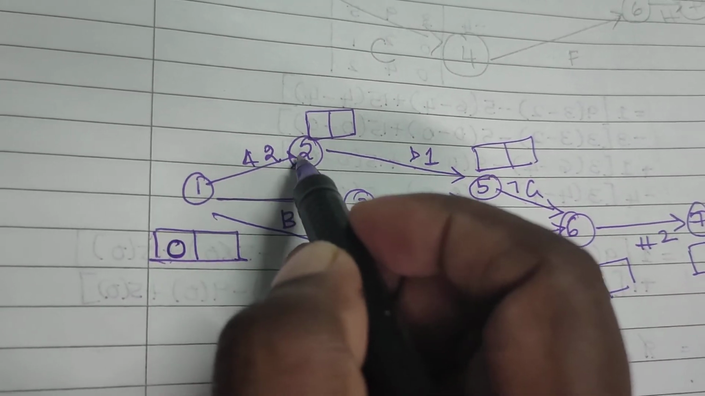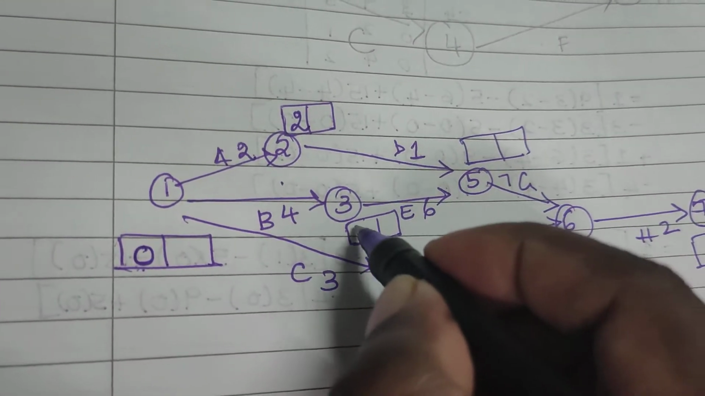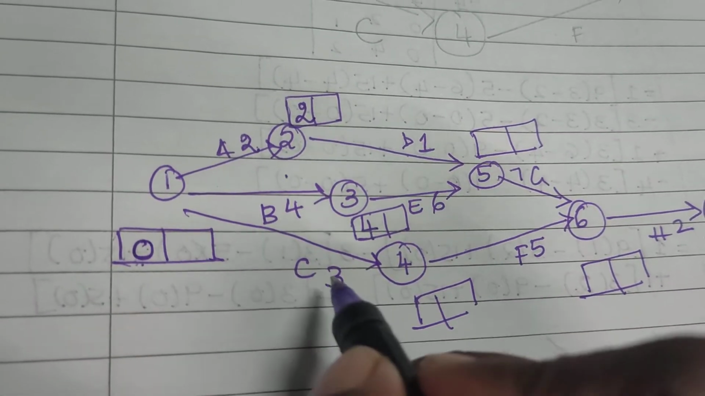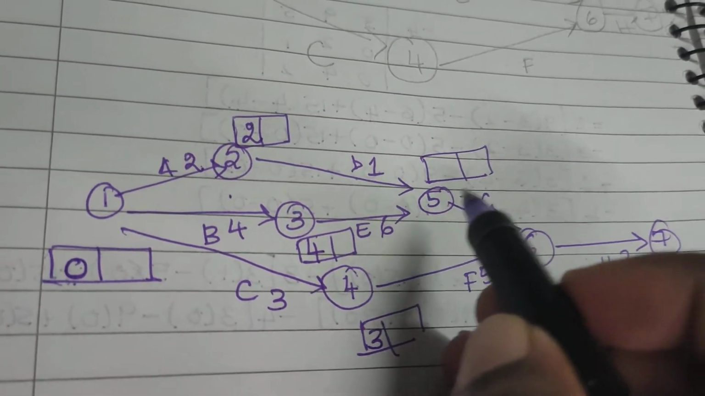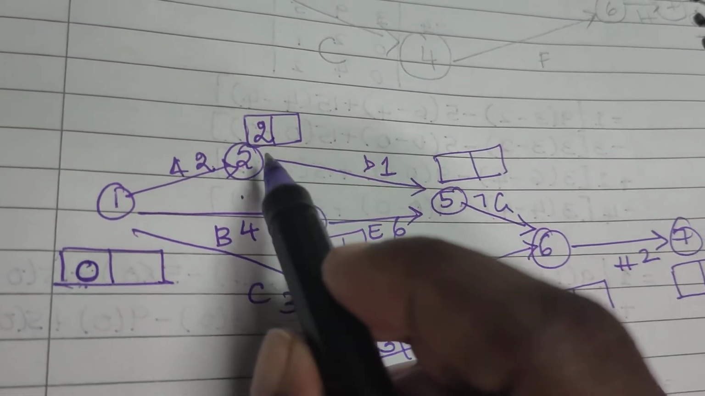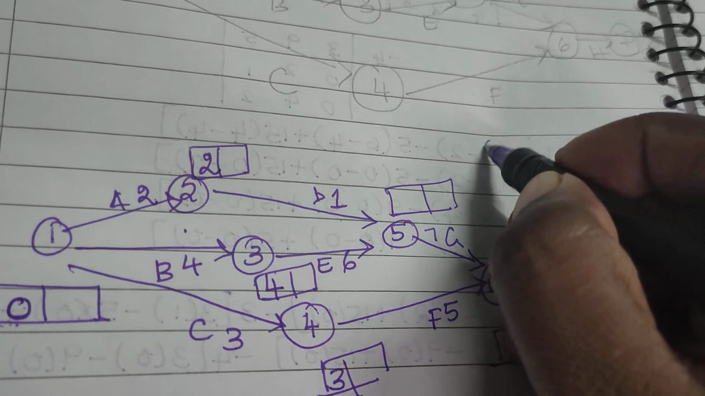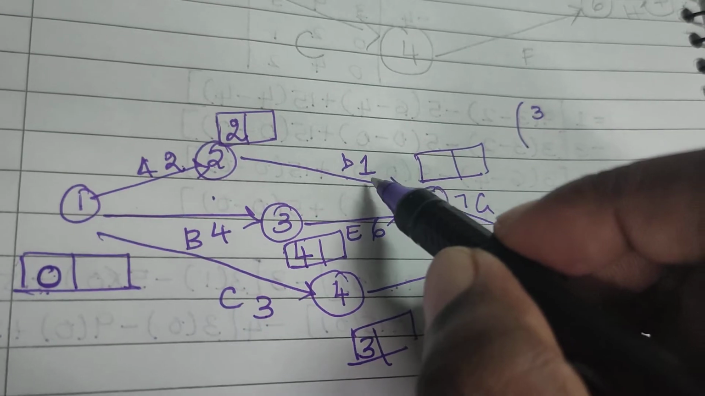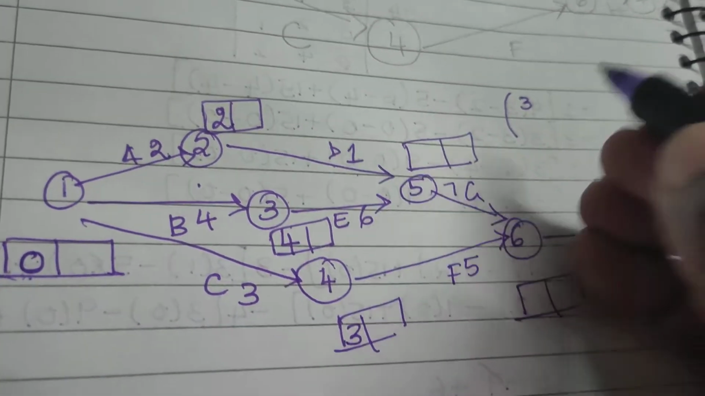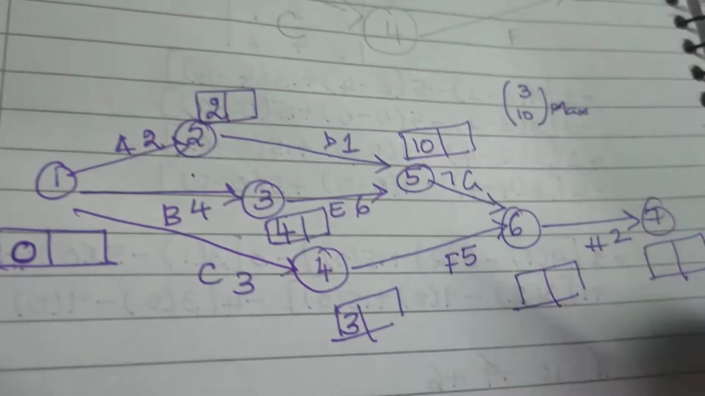Then for 2, this arrow is coming from 1. 0 plus 2 is 2. 0 plus 4 is 4. 0 plus 3 is 3. Now for the fifth node, you have 2 lines coming from 2 and 3. So you have 2 plus 1, 3. You can always write it on the side if you get confused. 2 plus 1, 3 and 4 plus 6, 10. The maximum would be 10.